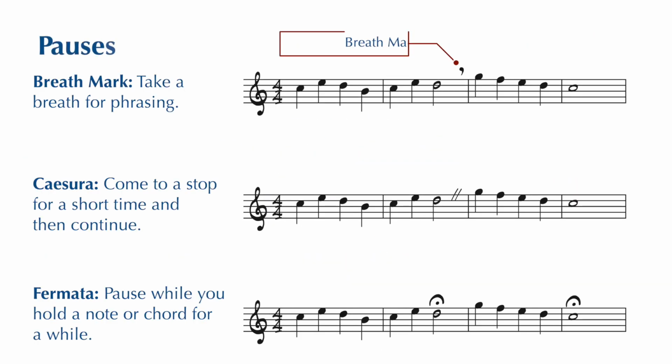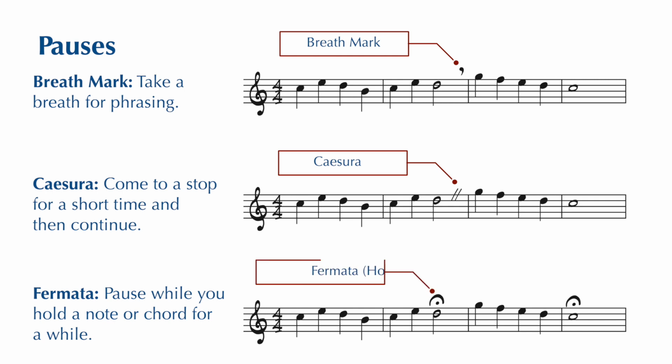This comma is called a breath mark. If you're a singer or you play a wind instrument, it literally means to take a breath for phrasing. If you play a non-wind instrument like a guitar or piano, it means to add just a bit of space between notes as if you're taking a breath. This set of double lines is called a caesura. It means to come to a complete stop for a short time and then continue.